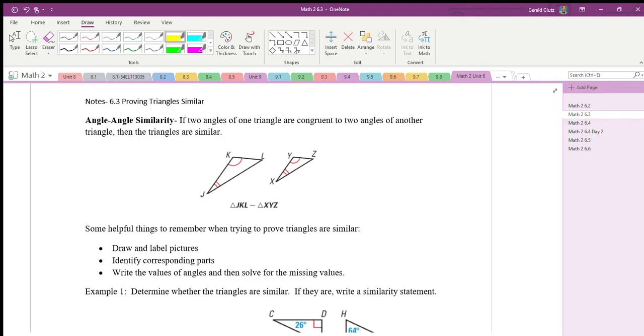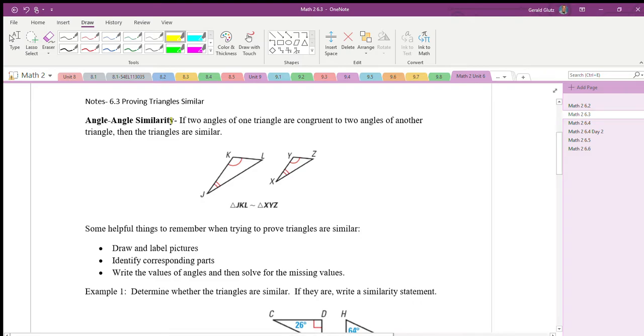Hello! Alright, so today's section is all about proving triangles are similar. If you remember from yesterday, for two triangles to be similar, we know that all three of their angles, whatever angle is corresponding to the other, will be congruent. And then the side lengths will be proportional.